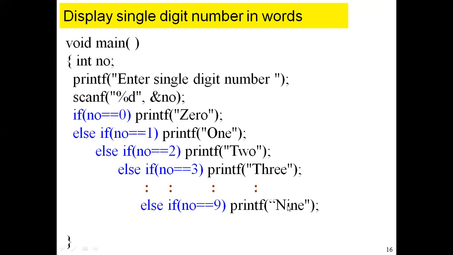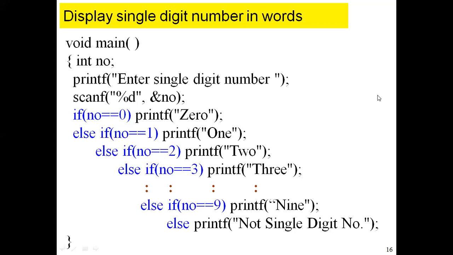Now what if it is not between 0 to 9, if it is not a single digit number? You can write a last else saying what? Printf it is not single digit number, because we have to print in words only single digit numbers. Otherwise there is no limit. The number can be 2-digit, 3-digit, 4-digit, 5-digit number and so on. So we have to work only on single digit numbers as the question says. Clear? Second logic, anybody has any doubts?